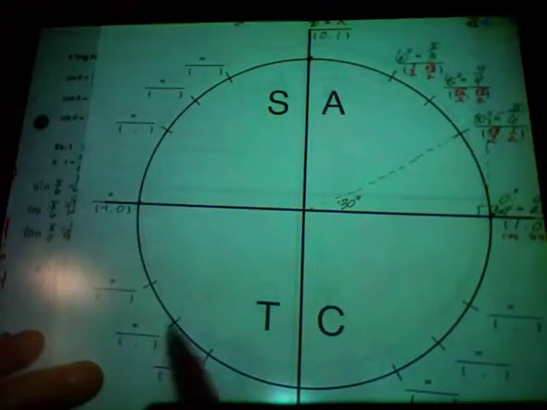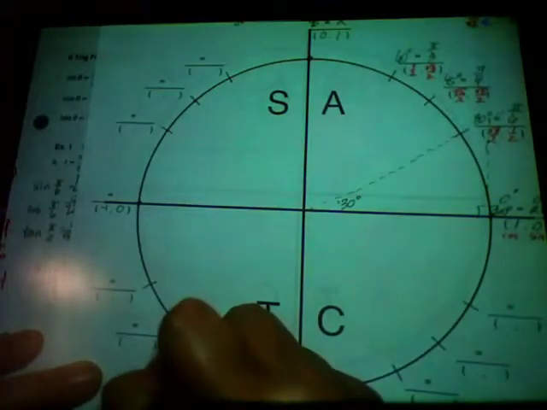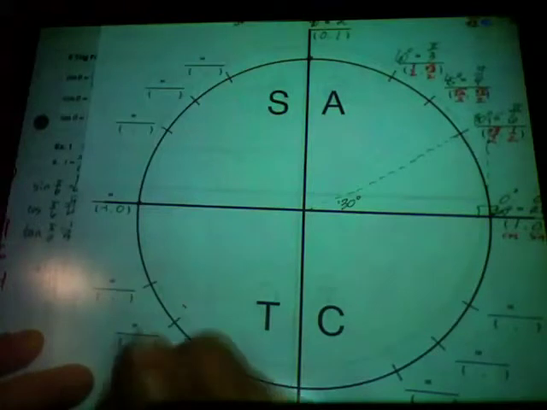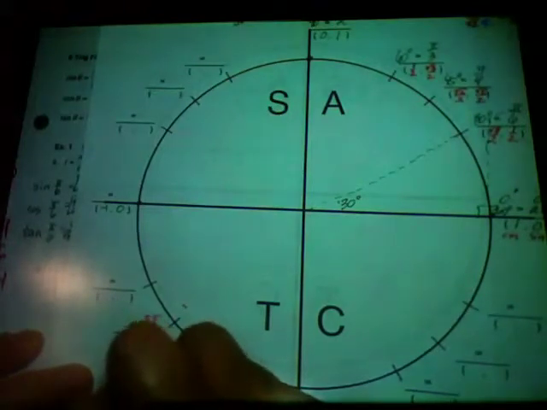Okay, so you could fill out your unit circle here if you wanted to. So this becomes 5 pi, where do I want to put it? 5 pi over 4, right?